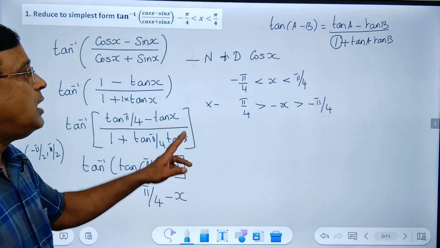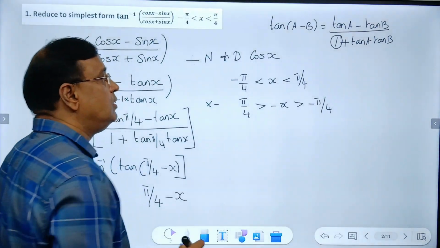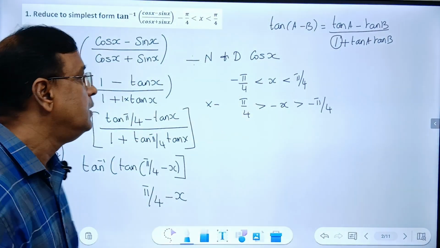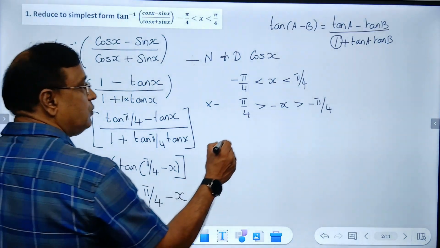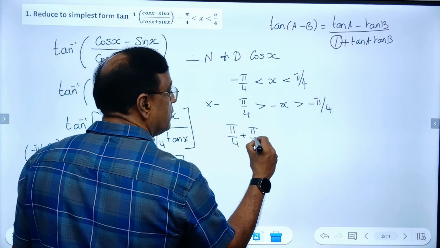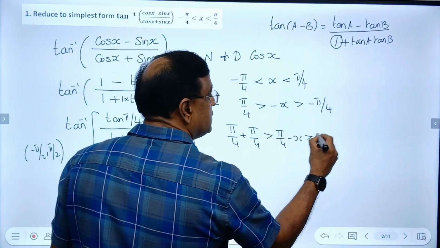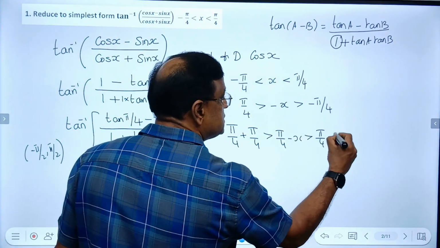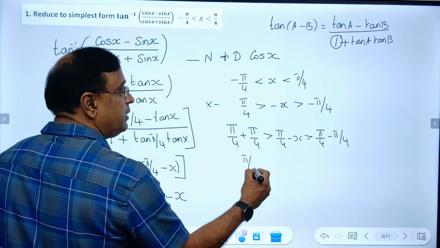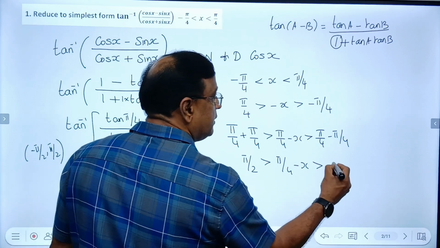What did I do? I multiplied throughout by minus sign. When you multiply by a negative number, the inequality has to reverse. Now I will add pi by 4 throughout. So I get pi by 4 plus pi by 4 is greater than pi by 4 minus x is greater than pi by 4 minus pi by 4. Now you can see pi by 4 plus pi by 4 is pi by 2, which is greater than pi by 4 minus x, which is greater than 0.